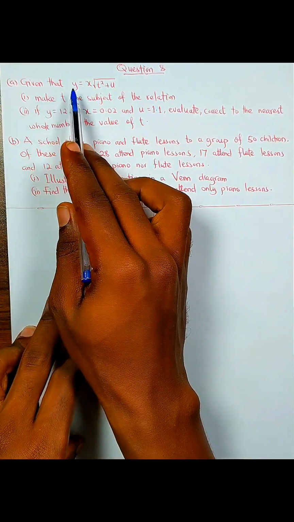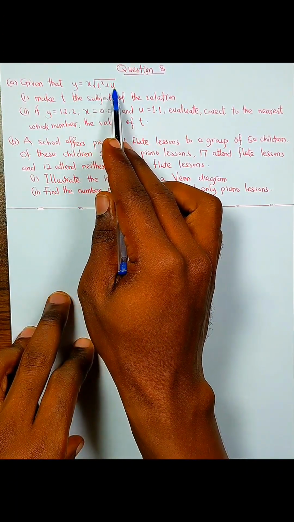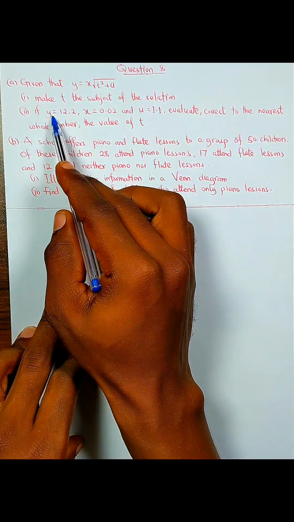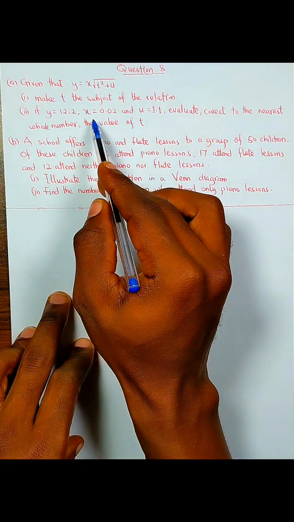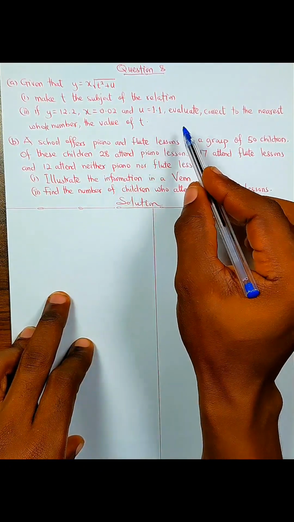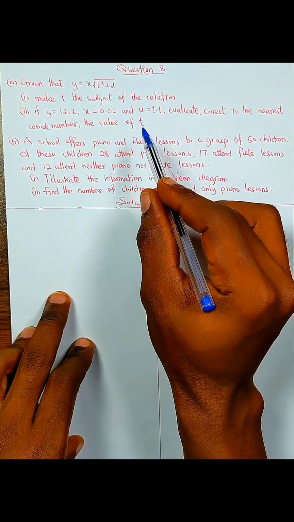It says that given that y is equal to x square root of t squared plus u, make t the subject of the relation. If y is equal to 12.2, x is equal to 0.02, and u is equal to 1.1, evaluate correct to the nearest whole number the value of t.